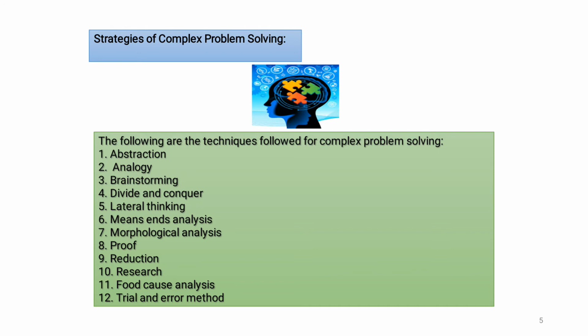Finally, we have the trial and error method. So, we test possible solutions until the right one is found. That is the trial and error method. So, the solutions to complex problems can be generated using all these strategies. It is a common practice to use a combination of more than one strategy to arrive at a solution. That is mentioned here.